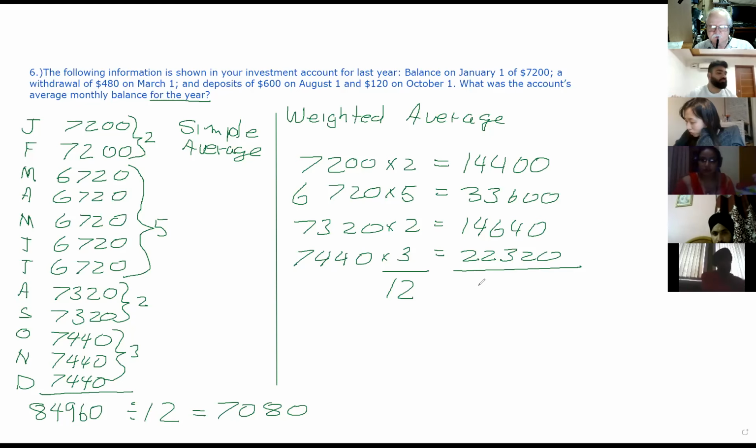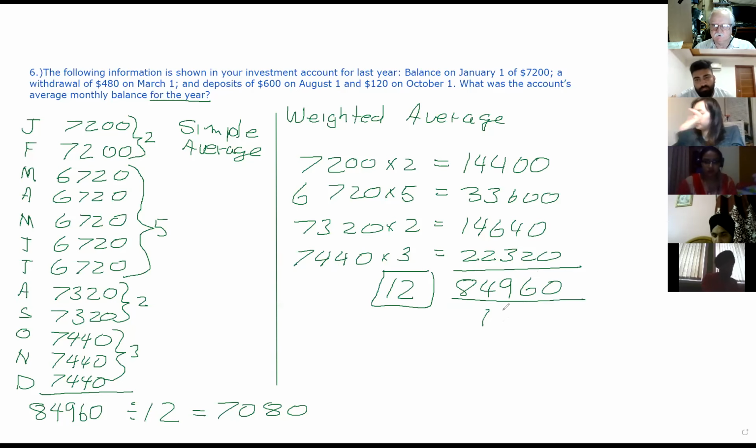Let me know what this column of 4 numbers adds up to. 84,960. And then, of course, we divide it by the sum of the weights, 12, which would give us 7,080.